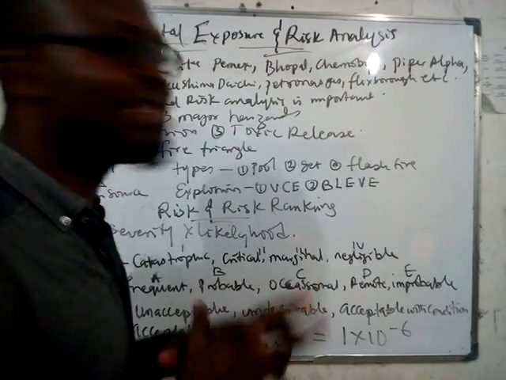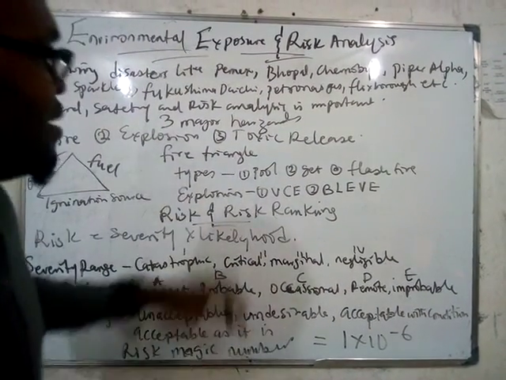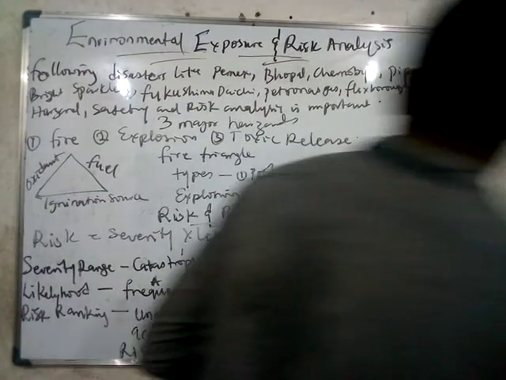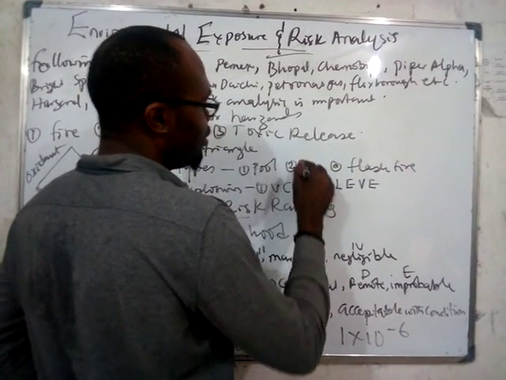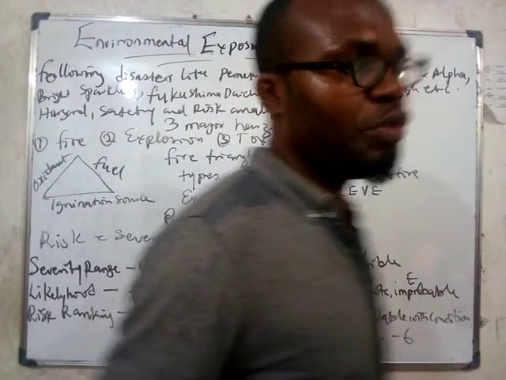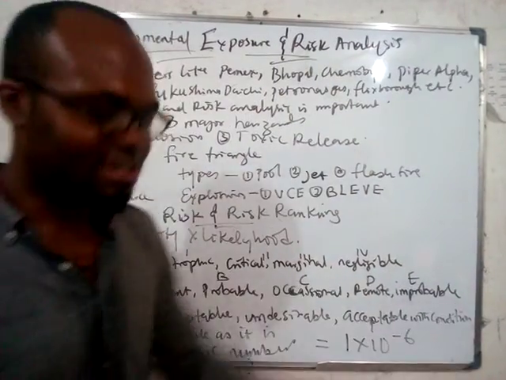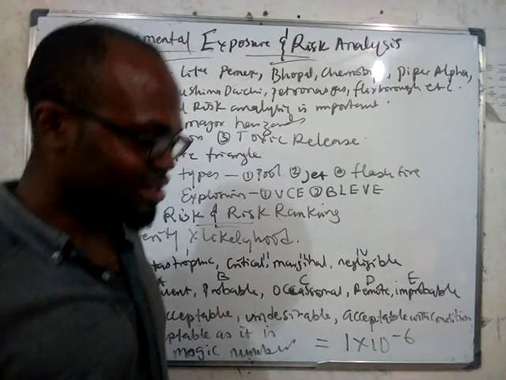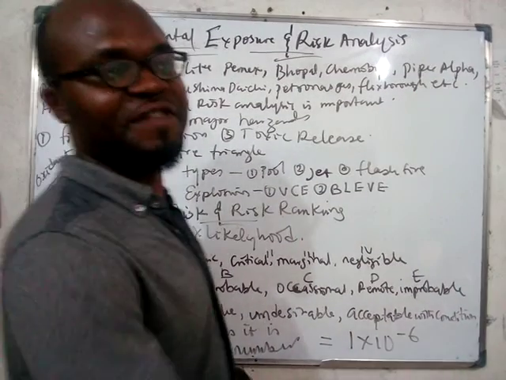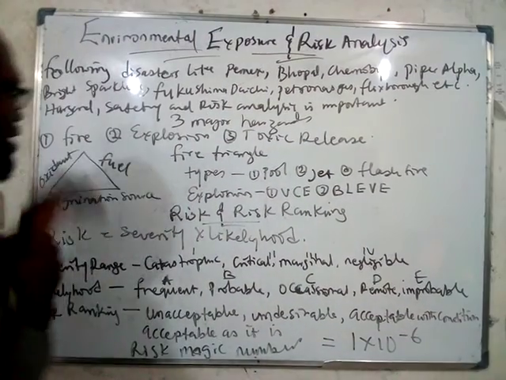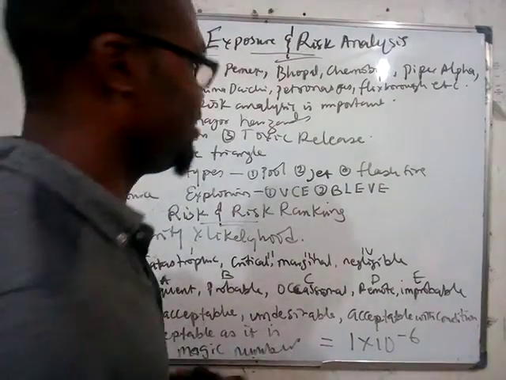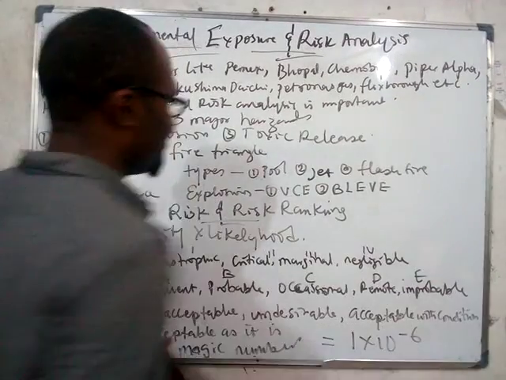And there are three types of fire that you can have. We have pool fire. We have jet fire. This is jet. And finally, we have flash fire. Pool fire is when we have fire that is formed around a pool of fuel. Whereas jet is different from that, and flash is also different.